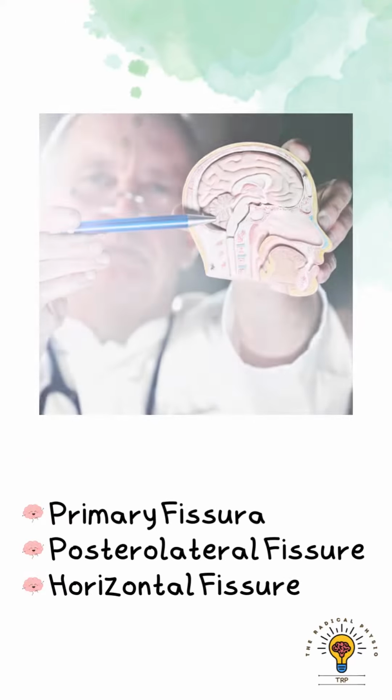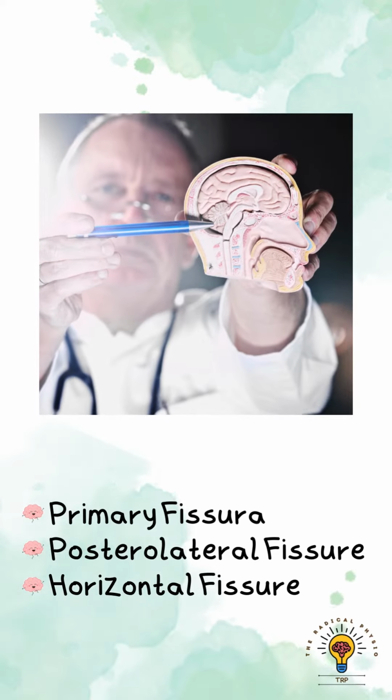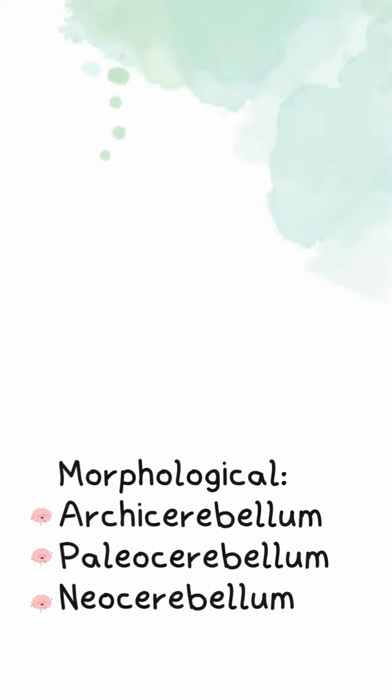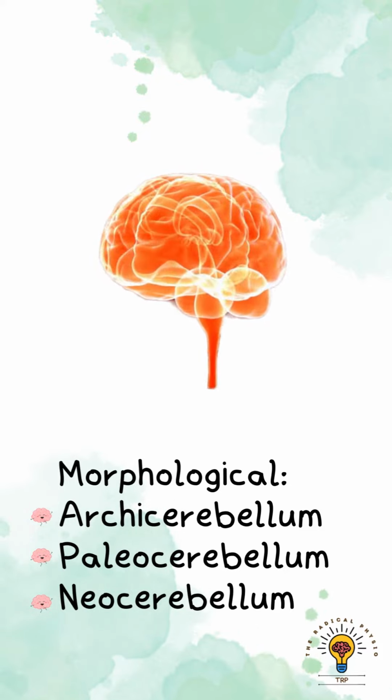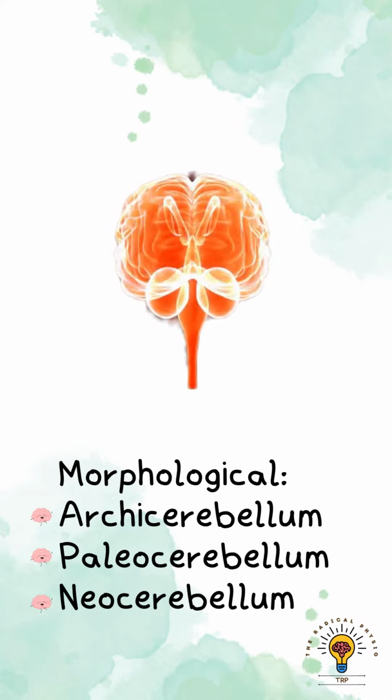The first one is the primary fissure that divides the anterior and the middle lobe. The posterolateral fissure separates the middle lobe from the flocculonodular lobe, and a horizontal fissure separates the superior and the inferior surface of the cerebellum.